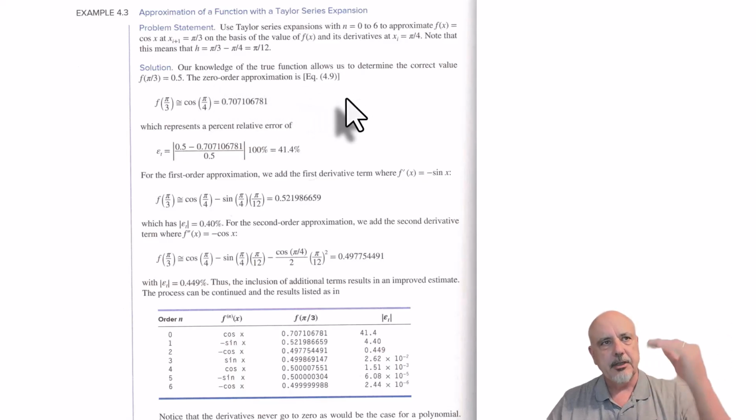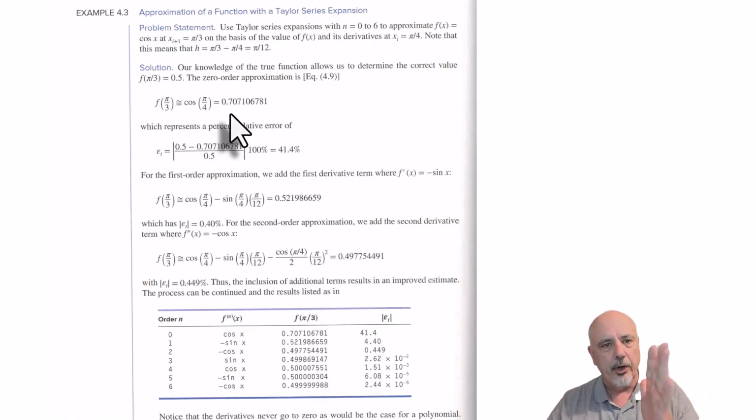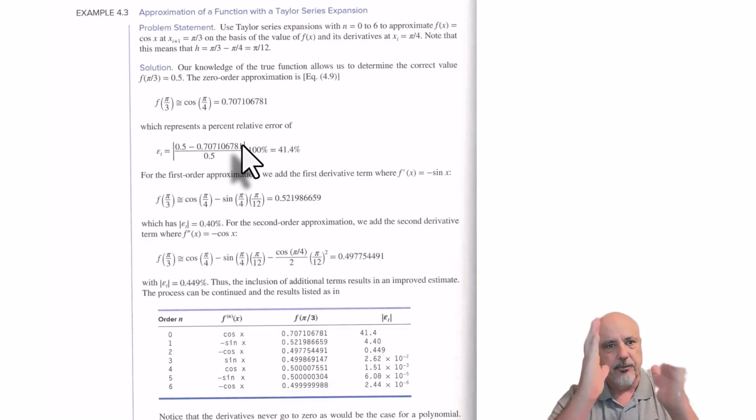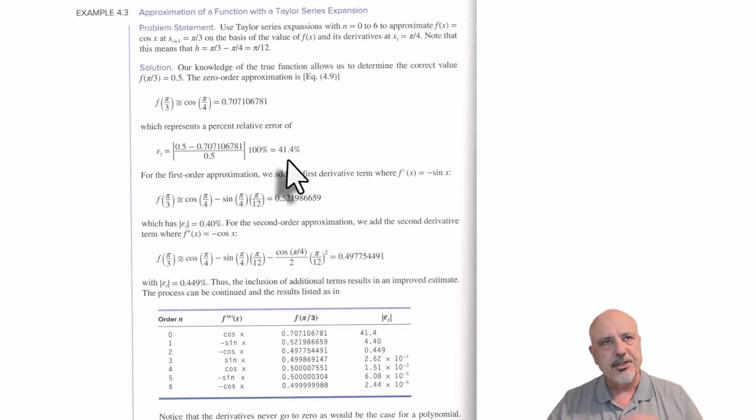So let's look at some different terms, how they combine. If we were to evaluate the 0th order, in other words, just the function, we're going to get cosine of pi over 4, and that's going to be 0.707. And if we think about relative error, we're going to look at 0.5 minus that 0.707 divided by 0.5, absolute value. The book likes to show percentage. I'm not a big fan of that, I don't show percentage, but we can accept it. I think it's pretty straightforward. So 41.4% is what they show for the 0th order.